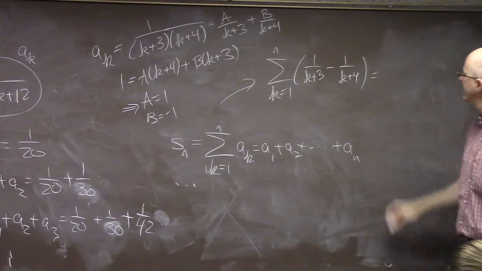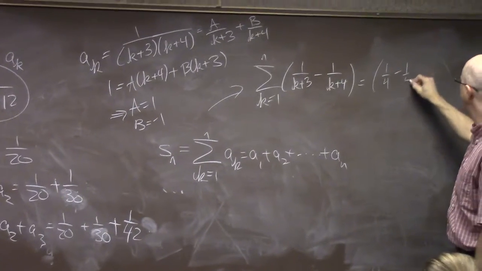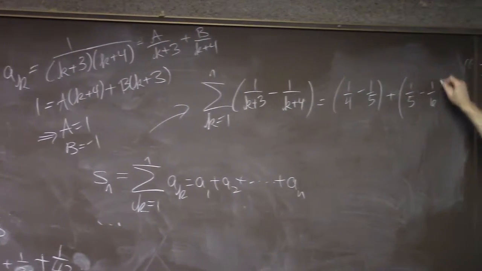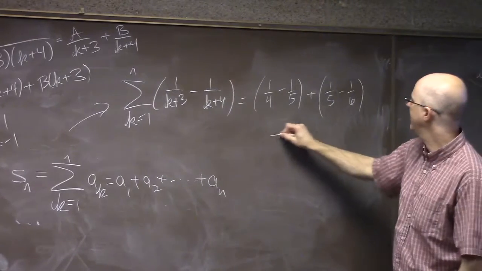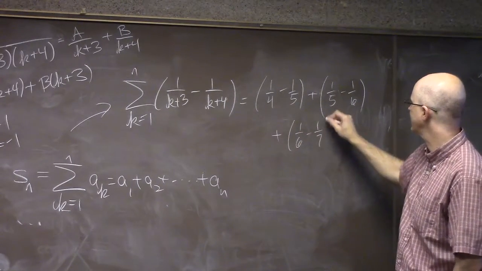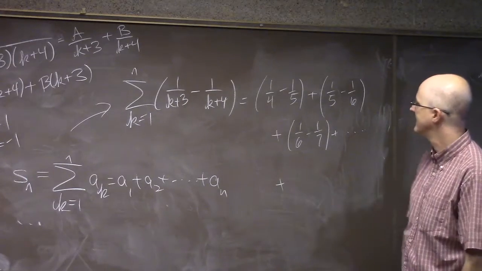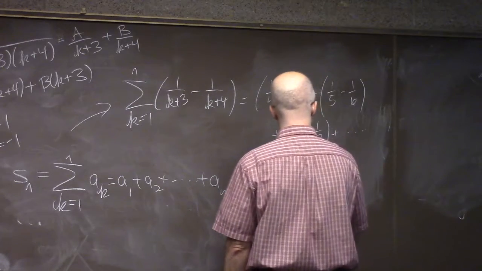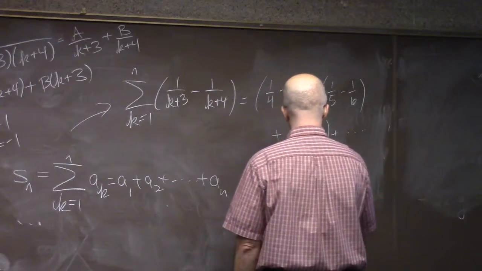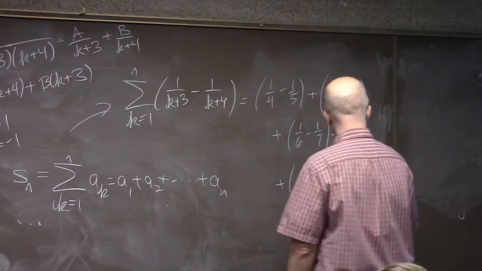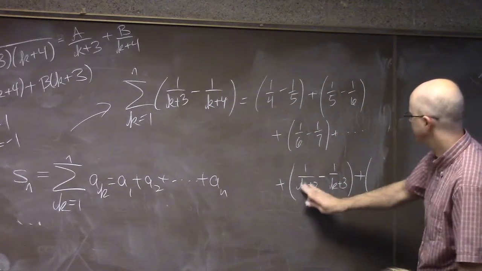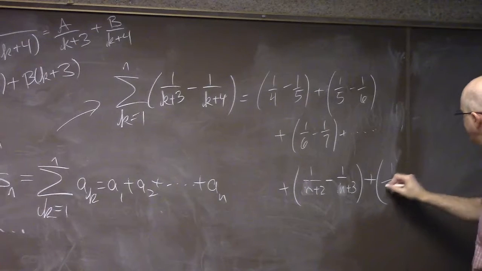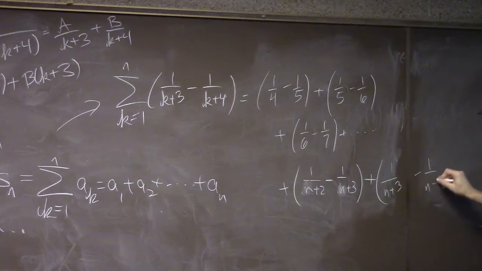When K is 1, this is 1/4 minus 1/5. When K is 2, it's 1/5 minus 1/6. When K is 3, it's 1/6 minus 1/7. The last couple terms, when K is n minus 1, it would be 1 over n plus 2 minus 1 over n plus 3. And when K is n, it's 1 over n plus 3 minus 1 over n plus 4.